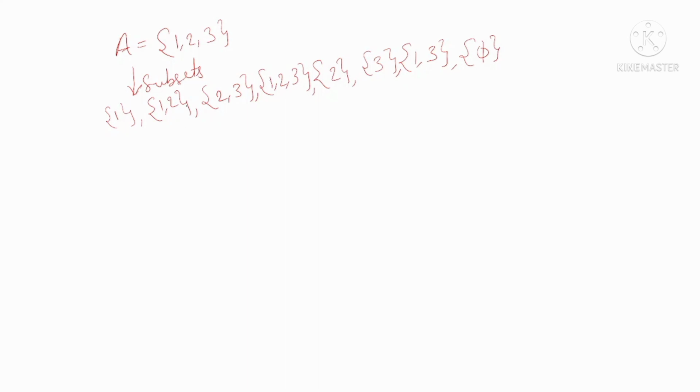Always keep in mind that whatever the number of elements n, 2 to the power n will be the number of subsets. So if there are 3 elements, we write 2 to the power 3, which means 8. It means a total of 8 subsets should be there. For example, here you can count 1 2 3 4 5 6 7 8, total 8 subsets are there.